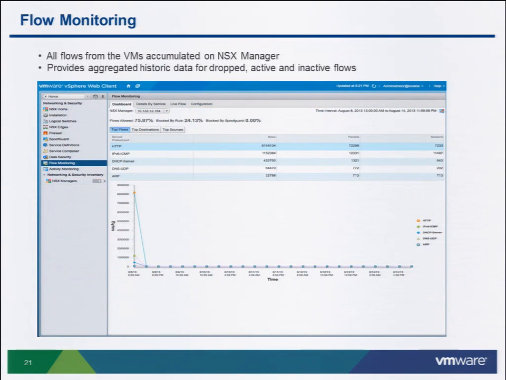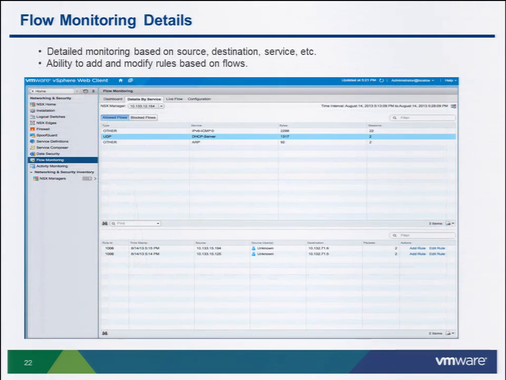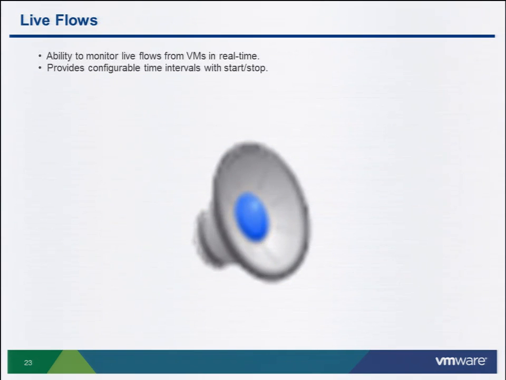Some of the few things on troubleshooting I want to show: we have something called flow monitoring. Now you have these tens of thousands of enforcement points. We get all of that and put it in a centralized place, and you can do aggregation. You can look at details. From this screen, you can go and add rules. You see something here and want to add rules.